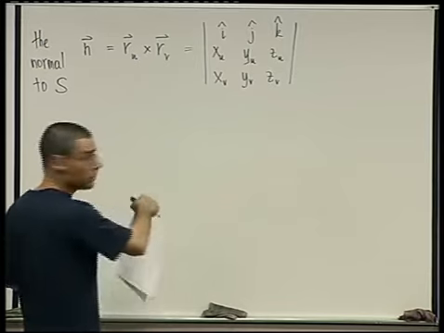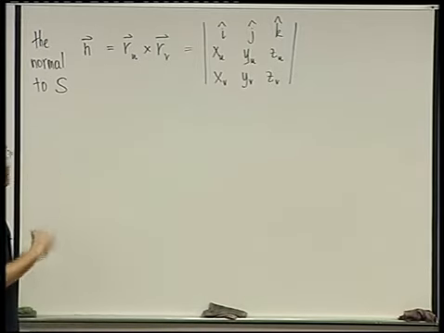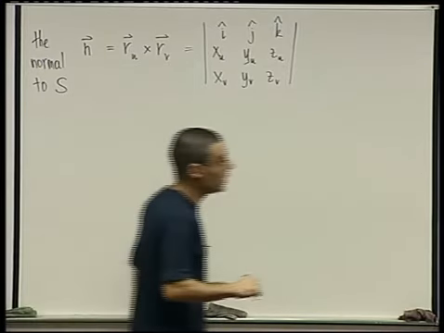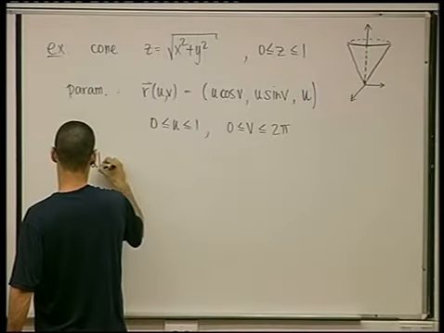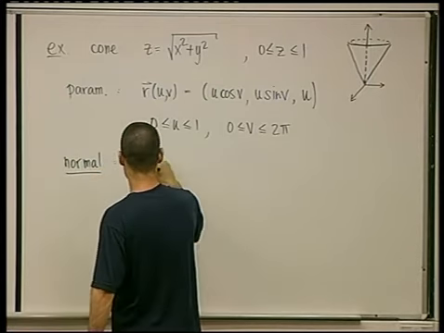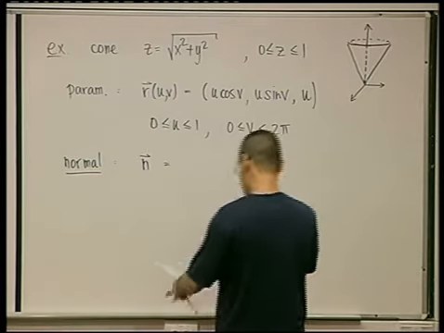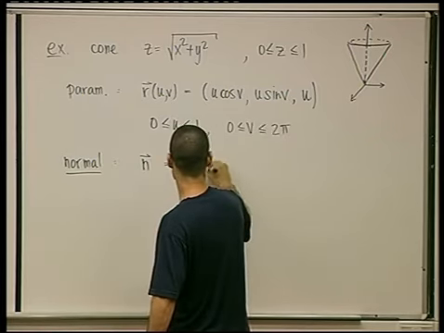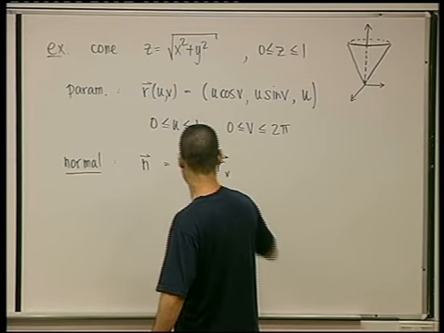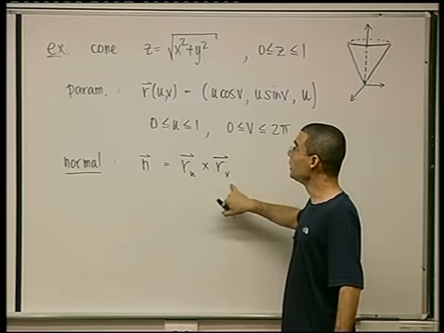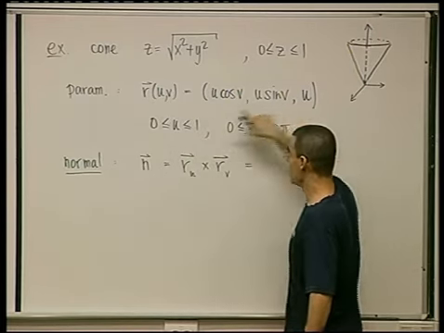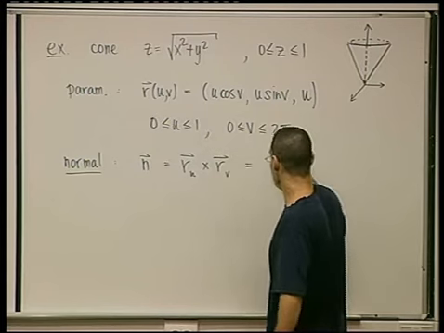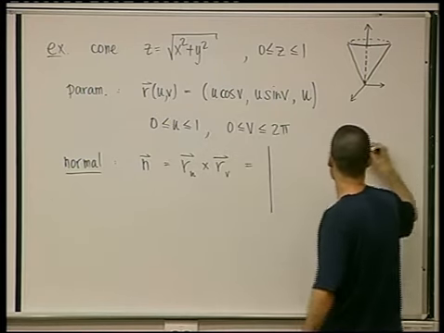Yeah, so is this clear? Let's find the normal for the example that we had previously, the cone. Let's do it there. So this is the formula. For the cone, the normal N equals Ru cross Rv. So we need to find Ru and Rv, right? So what was R? This is R.